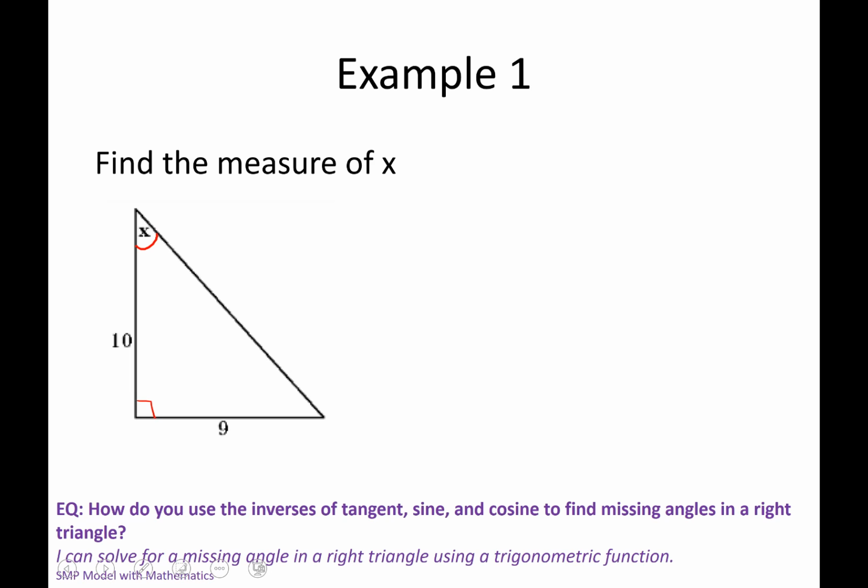Okay, so from x, we're going to see what sides of the triangle we have. So from x, I have, of course, across from the 90 is the hypotenuse. Across from x is my 9, or my opposite, and next to it is my adjacent. Once you have the sides of your triangle, then we decide which trig function we need. We have opposite and adjacent. So opposite and adjacent is tangent.